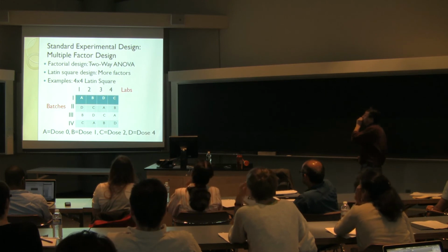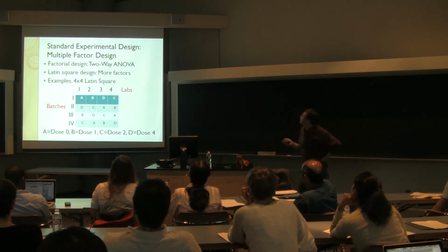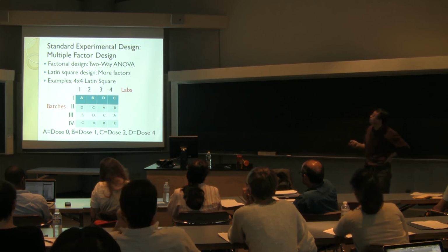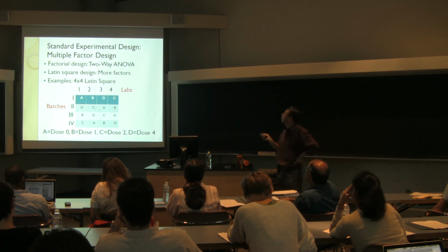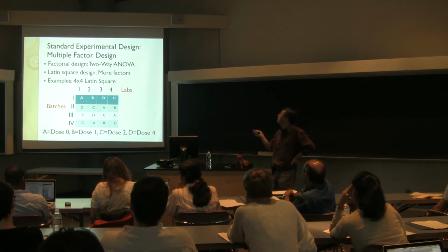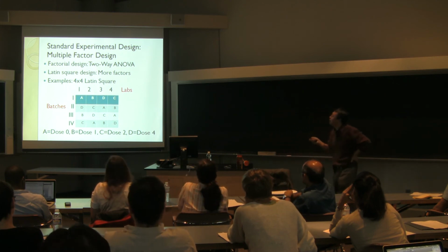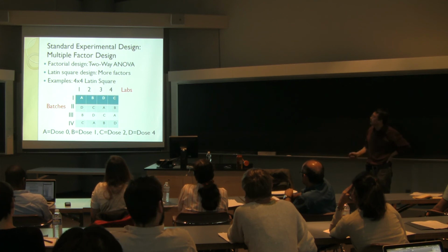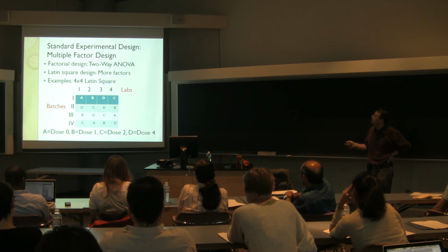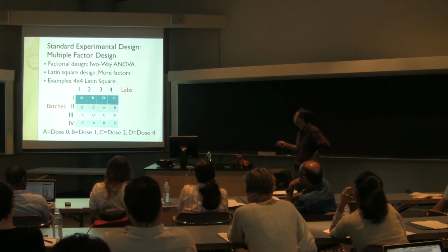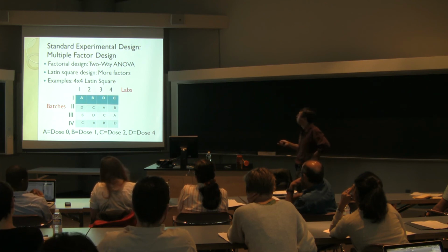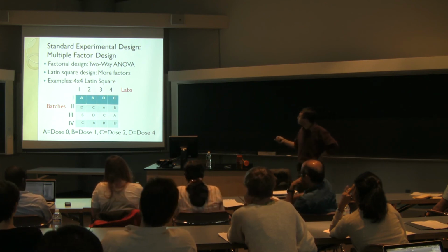And there's another kind of design, the so-called multiple factor design, which is the factorial design. This is like 2-way ANOVA, for example. And also there's the Latin square design, for when you have more factors. This is an example of a 4x4 Latin square design. This kind of design also tries to get rid of the effect of batches of reagents and also the lab effects. If you have 4 labs and you buy 4 different batches for the experiments, the question is how to assign the doses 0, 1, 2, 3, whatever.